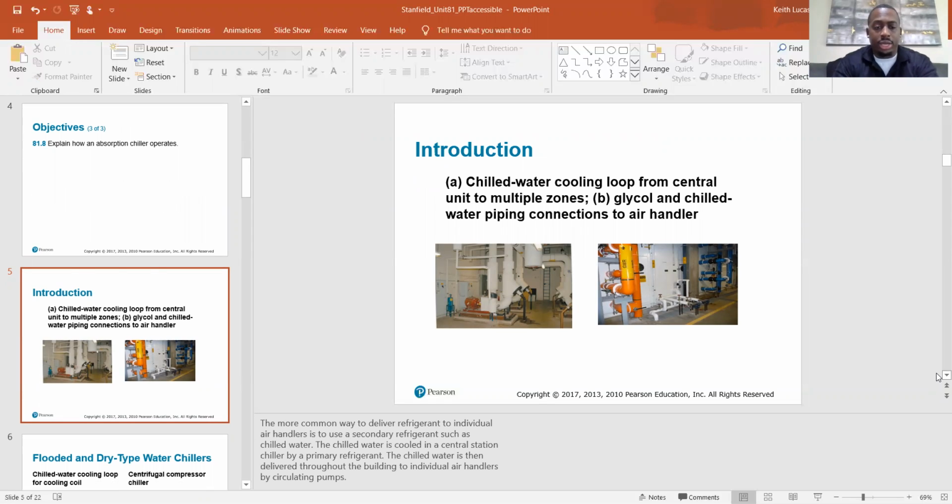So, chilled water systems. The more common way to deliver refrigerant to individual air handlers is to use a secondary refrigerant, such as chilled water. The chilled water is cooled in a central station chiller by a primary refrigerant. The chilled water is then delivered throughout the building to individual air handlers by circulating pumps. So the primary refrigerant will be your actual refrigerant, and your secondary refrigerant is the chilled water, and it's being chilled at the evaporator, at the evap coil, just like in any refrigeration system.